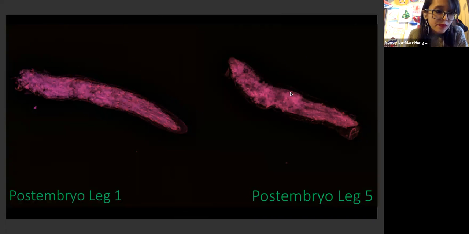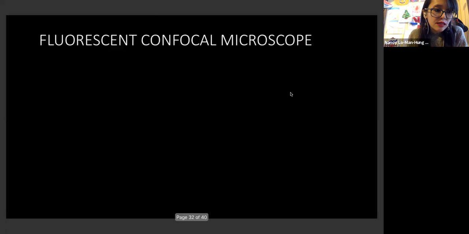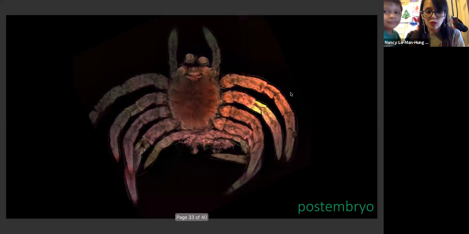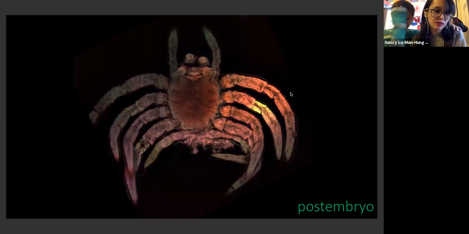We also used the fluorescent confocal microscope to assess muscles at the post-embryo stages. I'm going to share with you some of these amazing images. So here we have the 10-leg spiders. Observe the same pattern of muscles in each of the 10 legs.